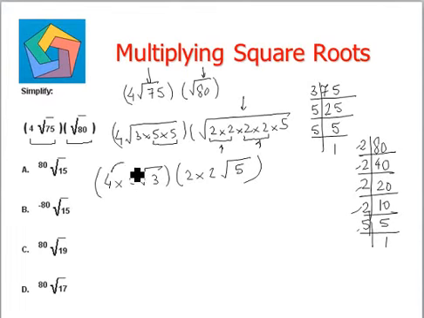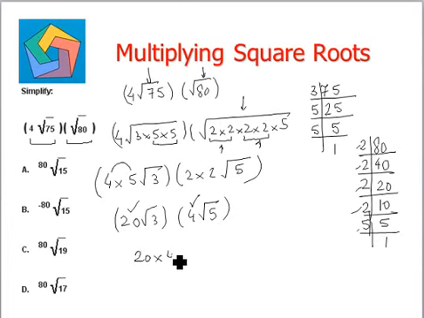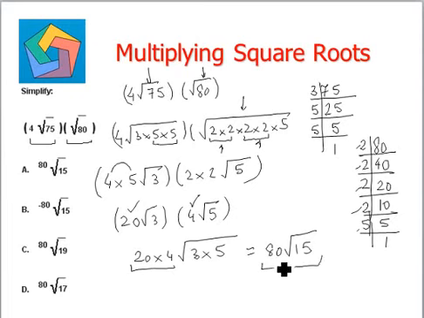So 4 times 5 is 20 root 3, and here we have 4 root of 5. Now we'll multiply the numbers outside the square root sign, that is 20 times 4, and the numbers inside the square root will be multiplied by this. So this becomes 20 times 4 is 80, while 3 times 5 is 15 under the square root sign. So 80 square root of 15 is the final answer, can be seen in option A.